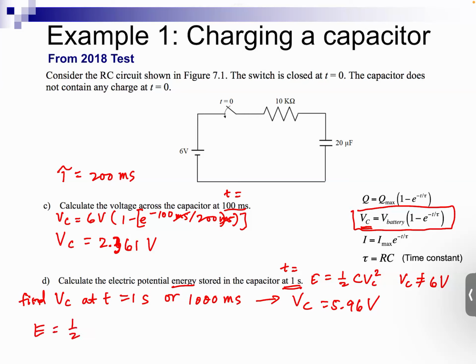So that's 1/2 times the capacitance, 20 times 10 to the minus 6, times the voltage across the capacitor plates, 5.96, should give you an energy equal to this. Good. All right.